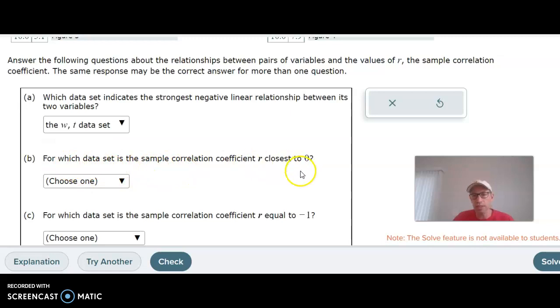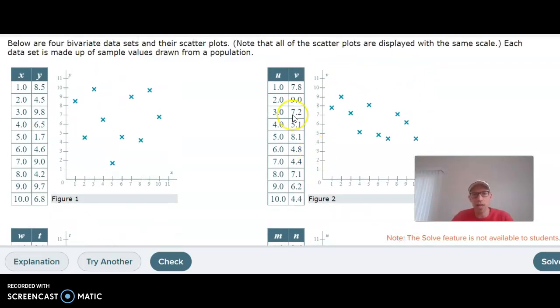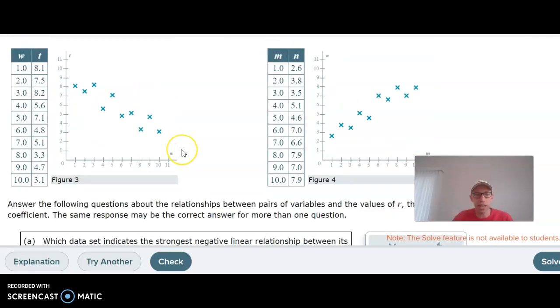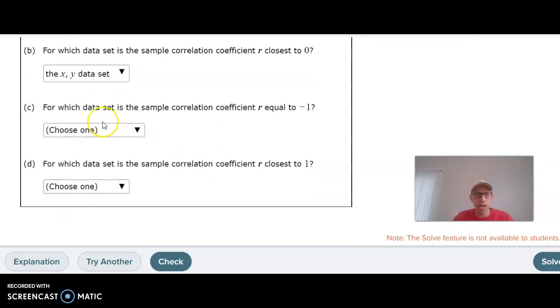Which one are we closest to 0? Again, 0 is the weakest relationship between our two quantitative variables, which means you probably won't even see a clear line, and that's what's happening up here in this scatter plot. So the XY would be our weakest relationship.